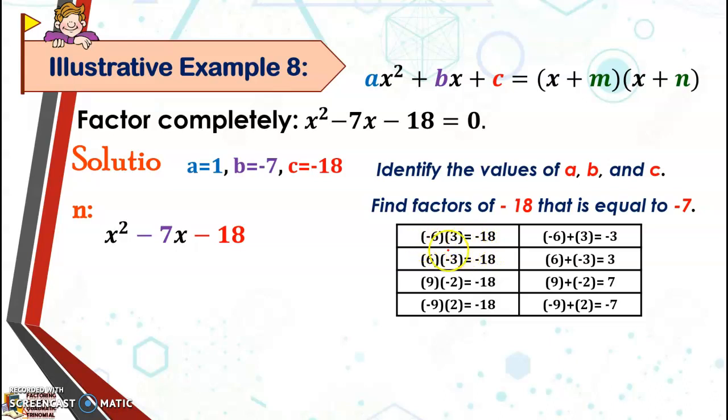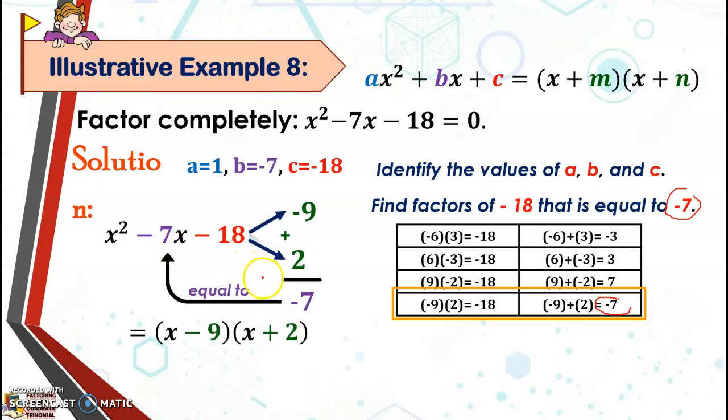So negative 6 and 3, 6 and negative 3, 9 and negative 2, negative 9 and 2. These are all factors that will produce negative 18 as the product. If we combine the two factors, we obtain the following. We are just going to look for negative 7, so we use the last one: negative 9 and 2. If we add them, we get negative 7. So this is our pair of factors now, x minus 9 and x plus 2.